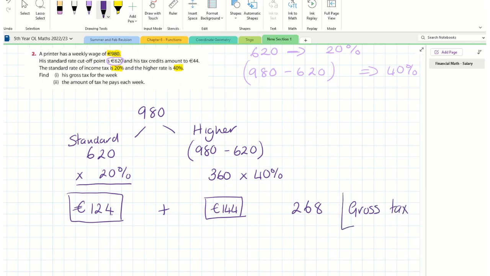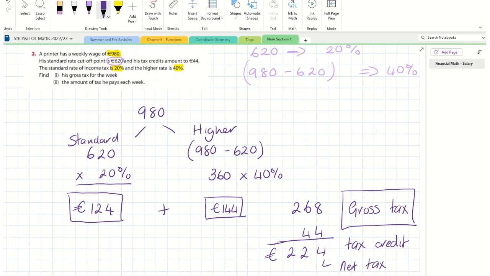In other words, the tax before we take away the tax credit, because remember the tax credit reduces our tax bill. So we're going to find his tax credit, which is 44 euros, and subtract that from there. So that's going to give me 224. So that's the amount of tax he's actually going to pay. In other words, that's his net tax.